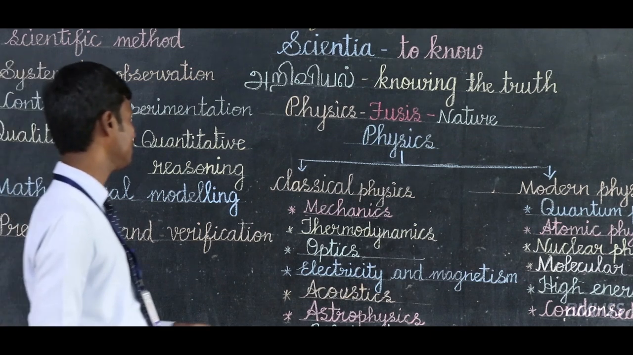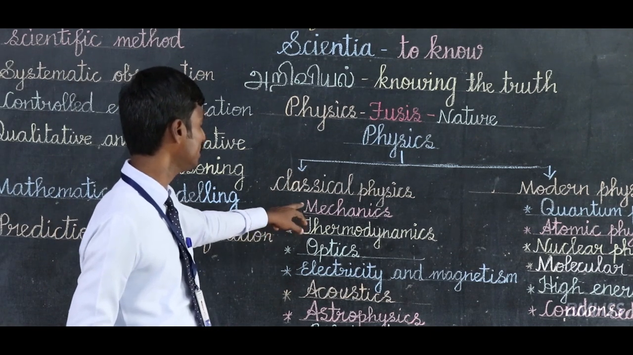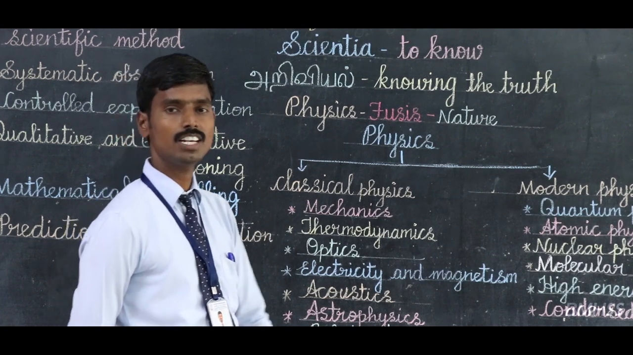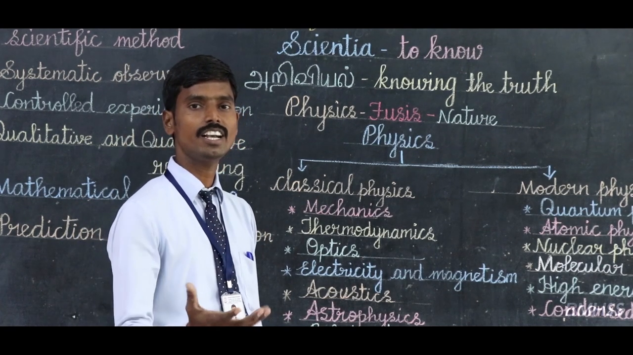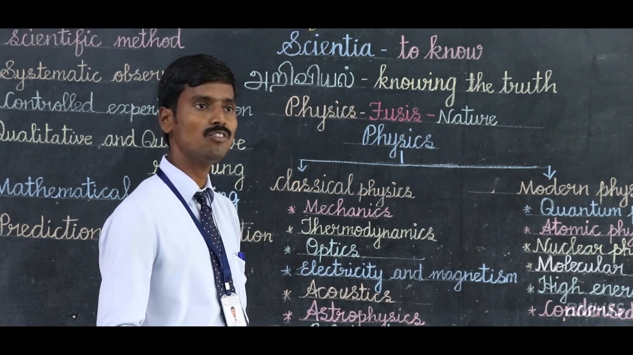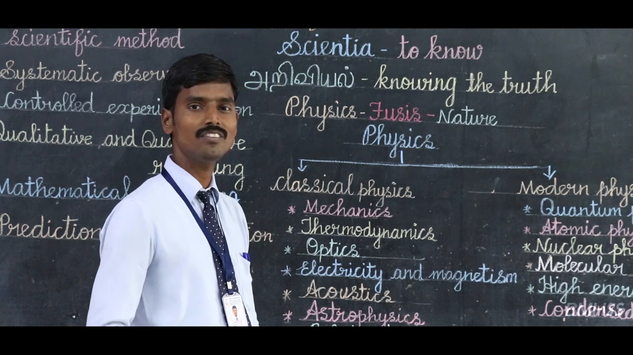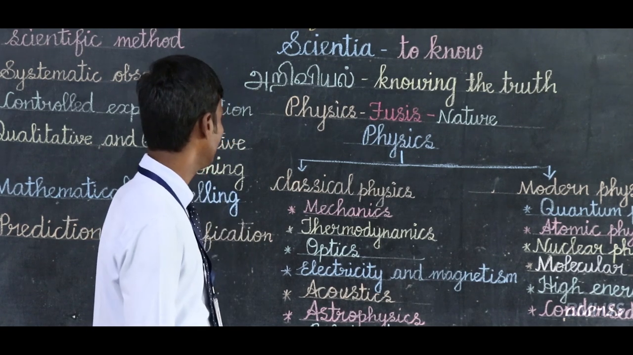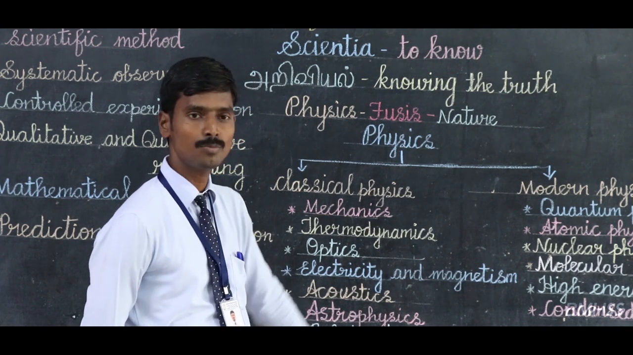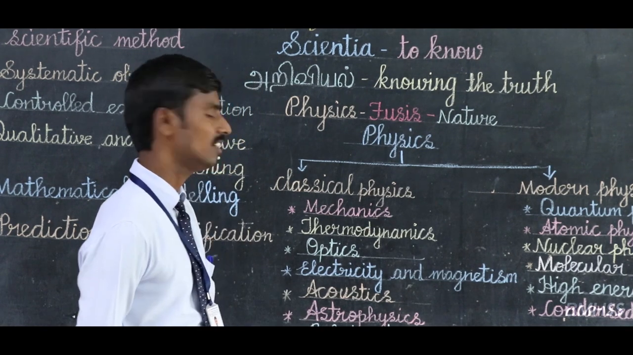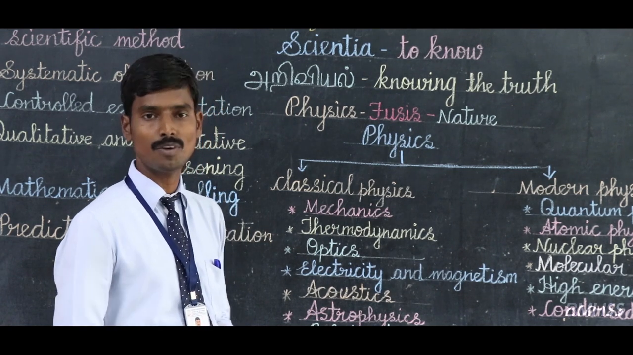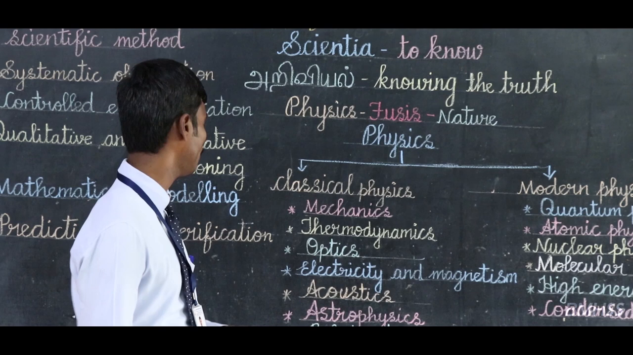In classical physics, the first branch is mechanics. Mechanics deals with the study of force, the force acting on an object and the changes in that object, whether it is at rest or in motion. The next branch is thermodynamics. My dear students, I already explained thermodynamics in this concept. It deals with heat energy and other forms of energy. So this is called thermodynamics.